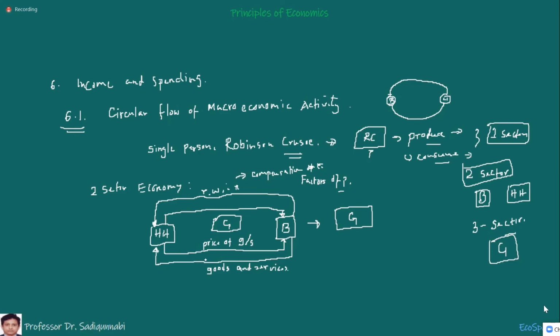Tax. So from household, there is a direct tax. Income related tax is always direct tax. So household sends direct tax as income tax, IT. Income tax from household, coming from household to government, okay?